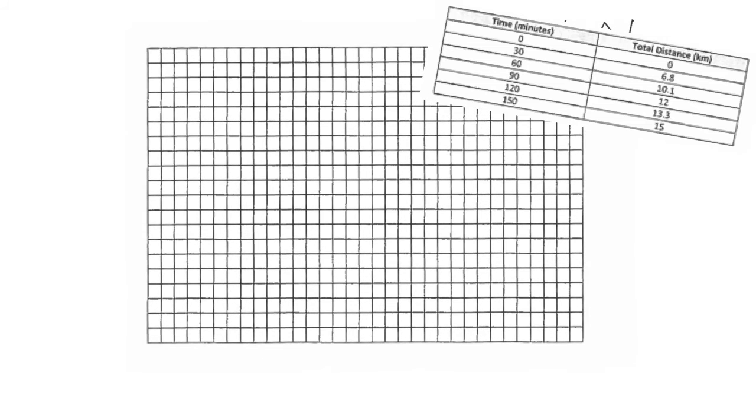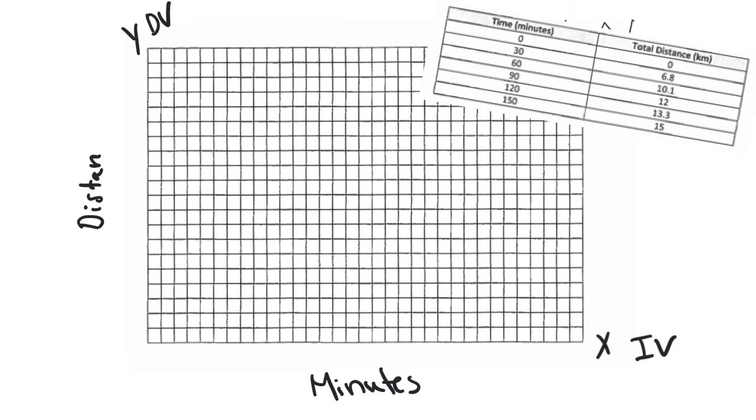Okay, let's start with labeling our X and IV, and our Y and our DV. So we said our minutes was going to be our independent variable, and our distance in kilometers is going to be our dependent variable. So we need to make sure we put the units in parentheses, okay?